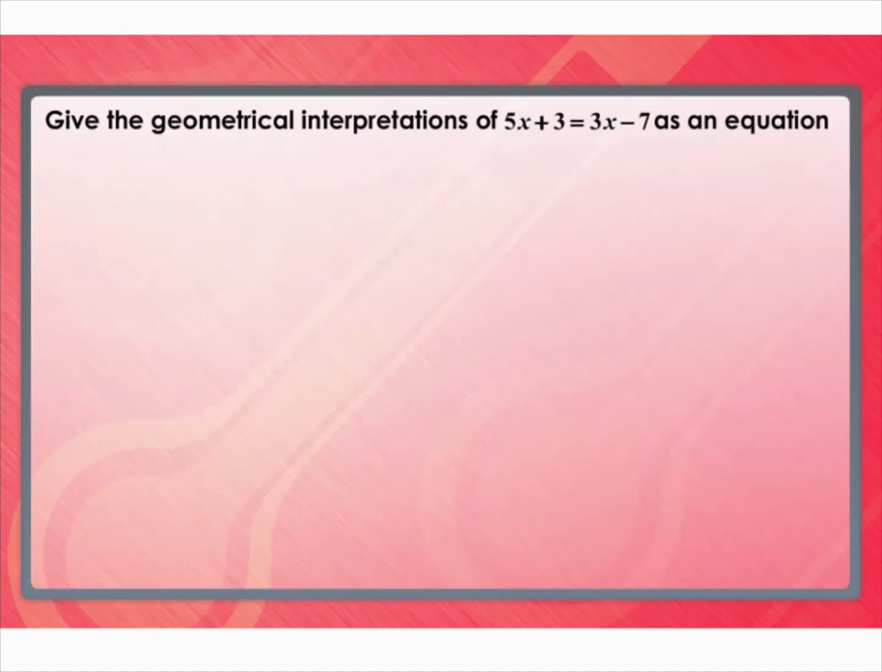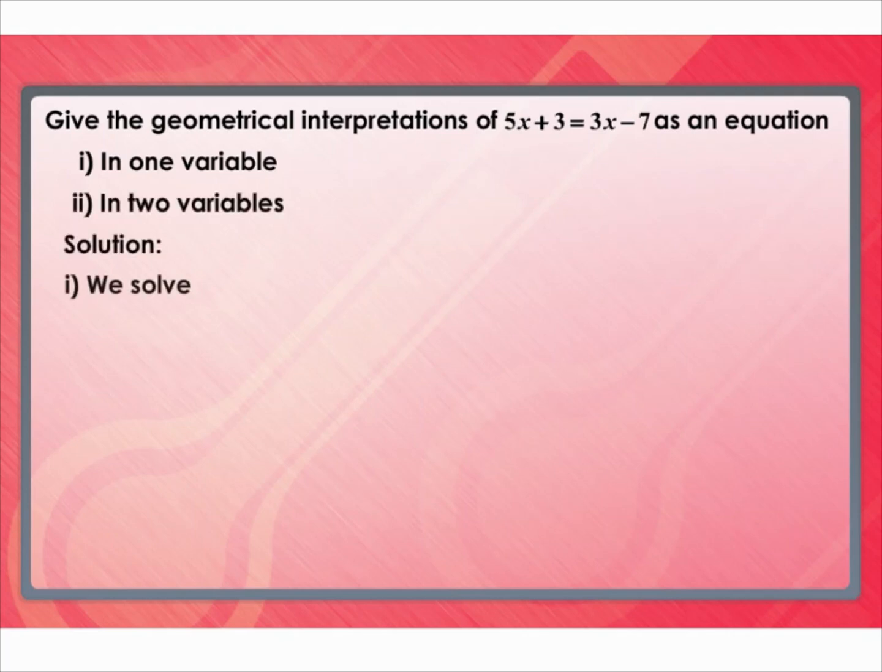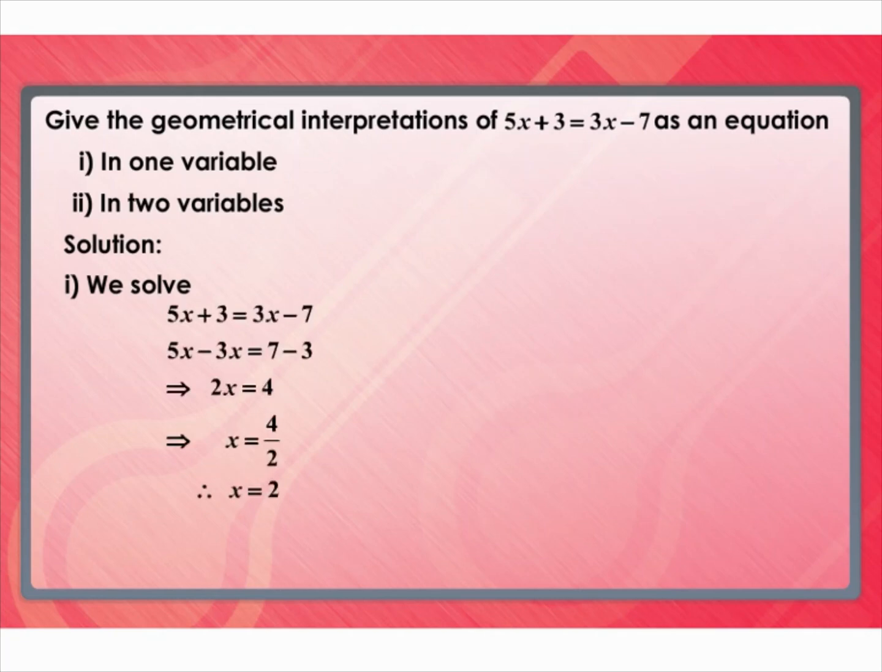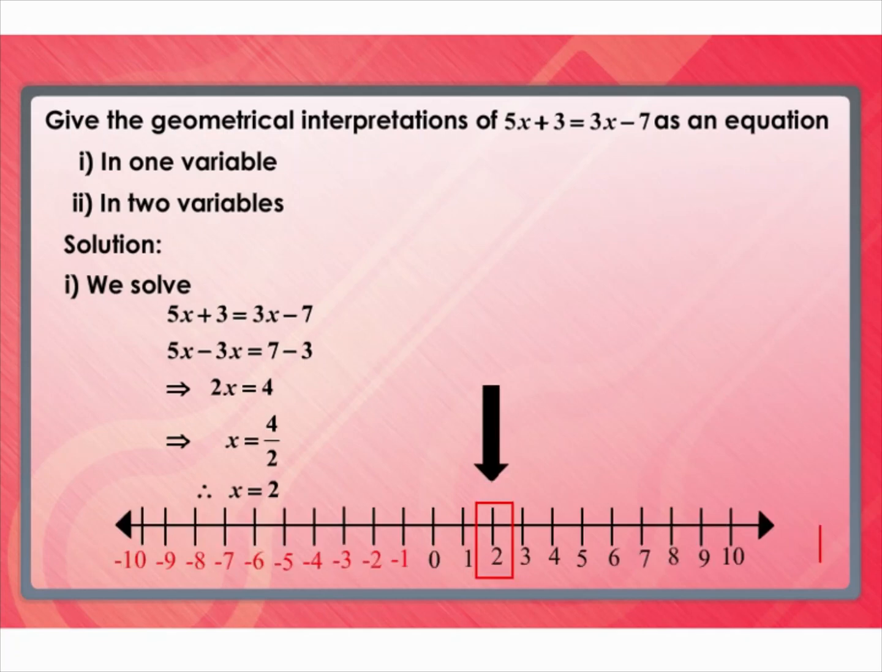Let's solve a problem here. Give the geometrical interpretations of 5x plus 3 is equal to 3x minus 7 as an equation in one variable and in two variables. First, we solve the given equation 5x plus 3 is equal to 3x minus 7. On simplifying this equation, we get x is equal to 2. The representation of the solution on the number line is shown here, where x is equal to 2 is treated as an equation in one variable.